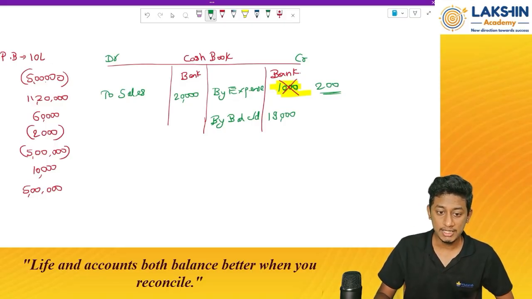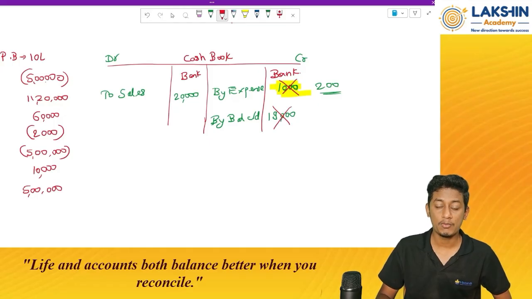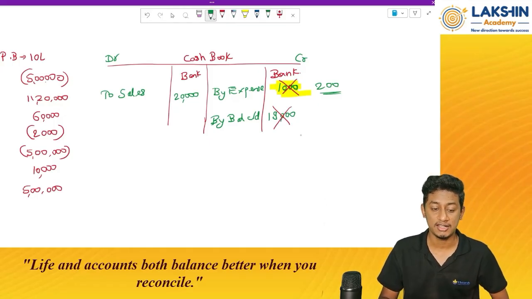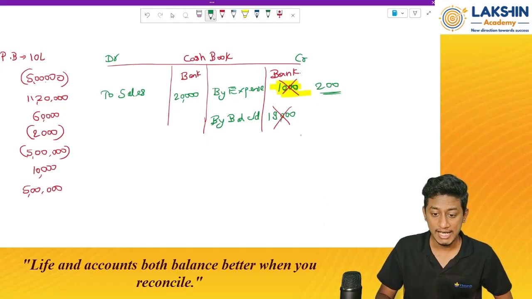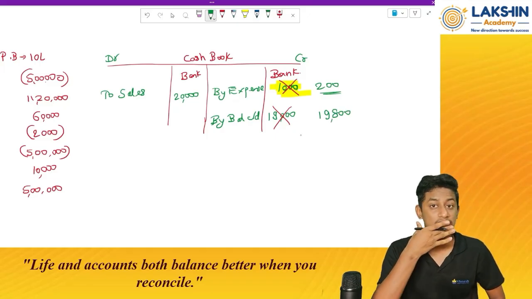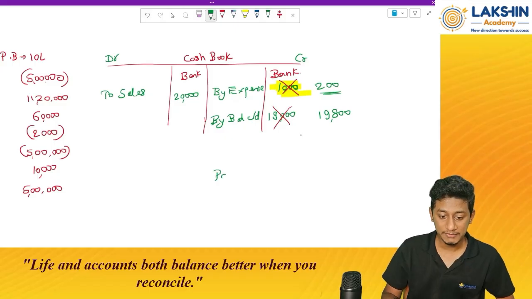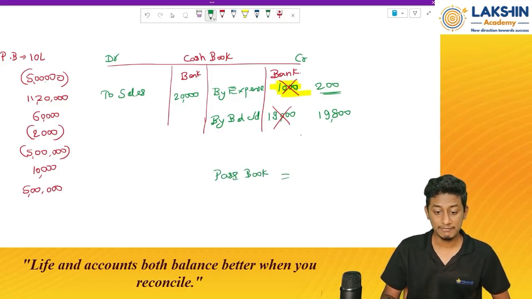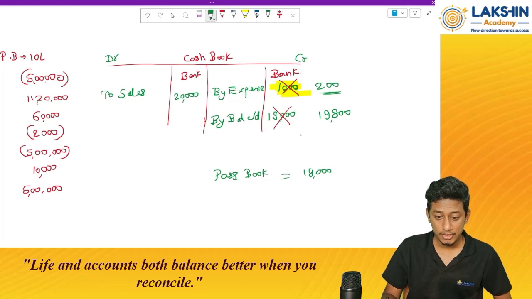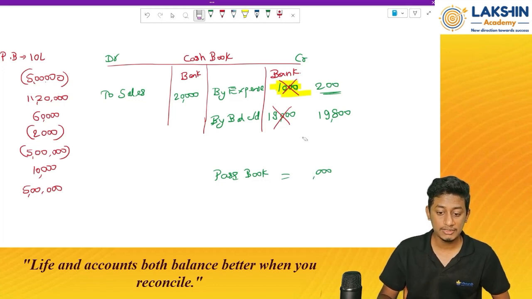Now, tell me what my closing balance will be because of this error. Will it be 19,800 rupees? Yes, sir. It will be 19,800 rupees. So what will the balance be in my passbook? It will be 19,000 rupees, because this is the amount that was actually paid, right?